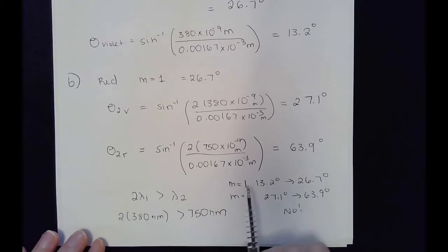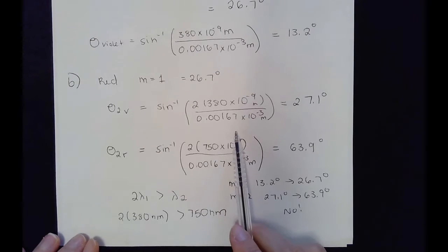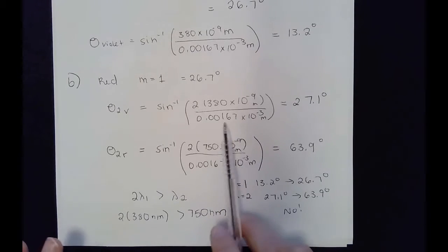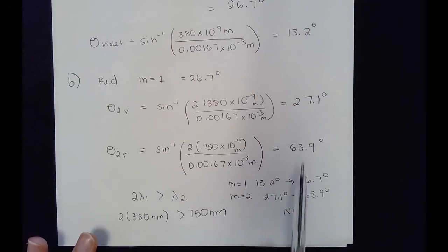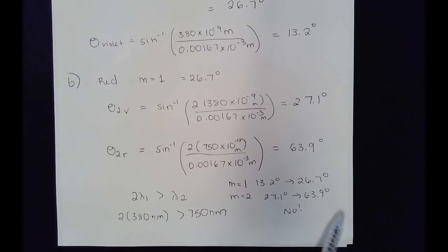And the question was, does this depend on d, the slit spacing? So yes, these angles depend on d, and so does whether or not they overlap. If we check the second and third, we might have another answer there. But in general, for the first order, if we have twice the smaller wavelength greater than the larger wavelength, then these two orders won't overlap.